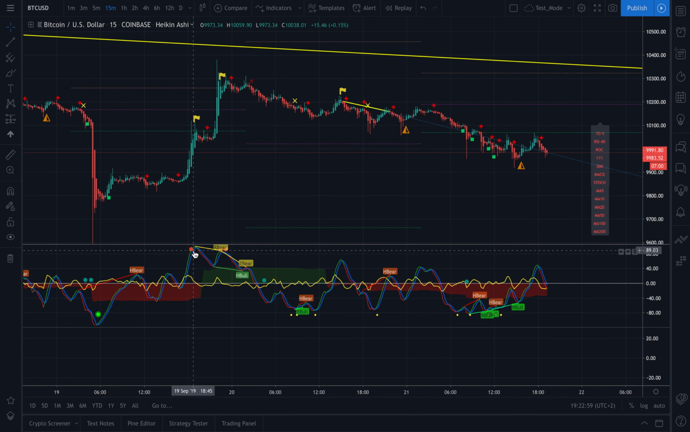Only the crosses, only the divergences, only divergence if also the money flow is the same, and so on. You have to find your way. I have told you many times now what I do, and you can do it like this, or you can do it on your own, as you like.